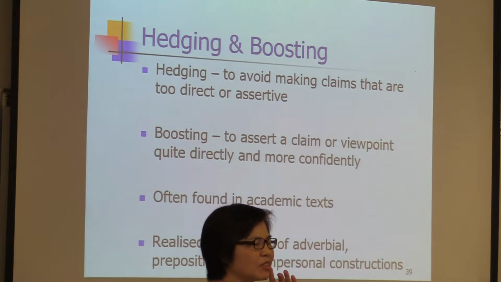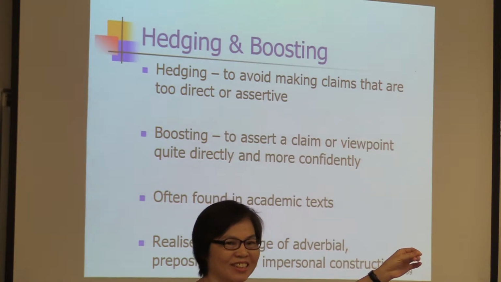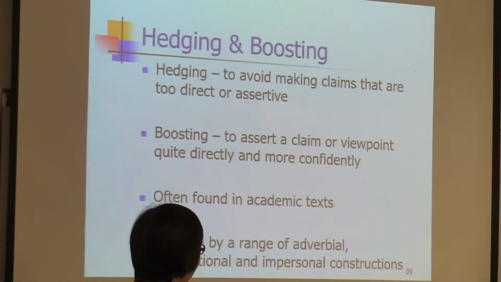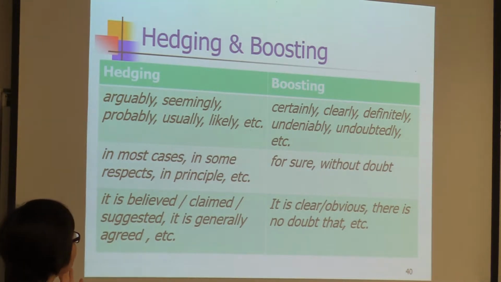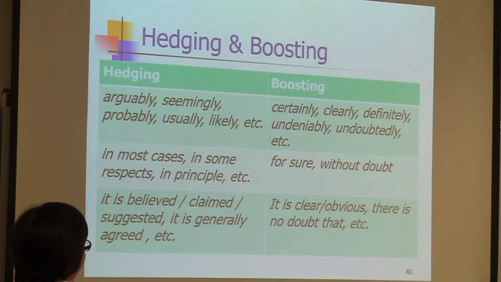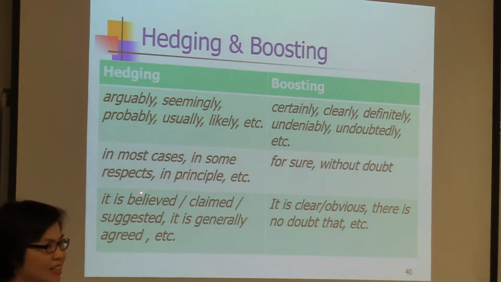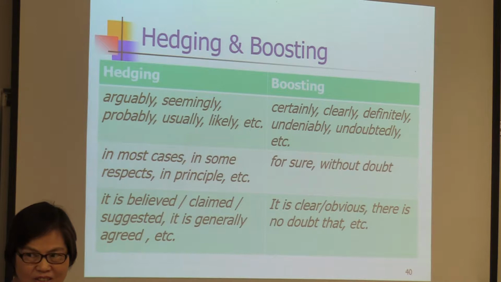Impersonal: how can you make it impersonal? By using the pronoun it. Instead of saying I or we, you say it. So let's look at some examples. Hedging adverbs: arguably, seemingly, probably, usually or likely. Prepositional phrases: in most cases, in some respects. Now, impersonal: it is believed that, or it is suggested. Instead of saying we suggest, you say it is suggested.